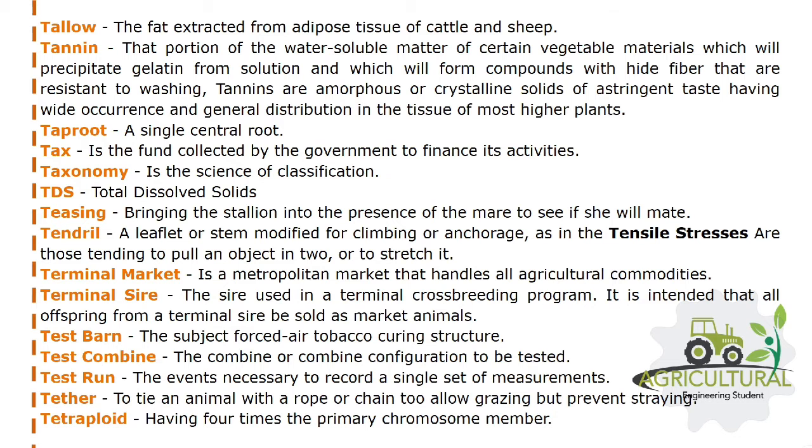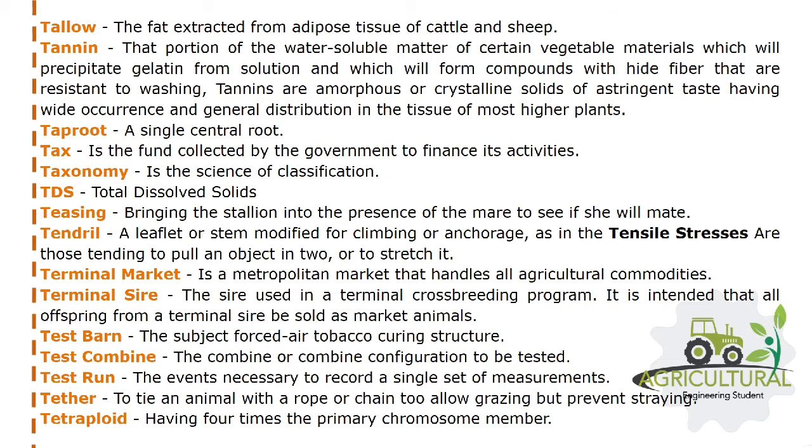Terminal market, is a metropolitan market that handles all agricultural commodities. Terminal sire, the sire used in a terminal crossbreeding program. It is intended that all offspring from a terminal sire be sold as market animals. Test barn, the structure for tobacco curing to be tested. Test combine, the combine or combine configuration to be tested.